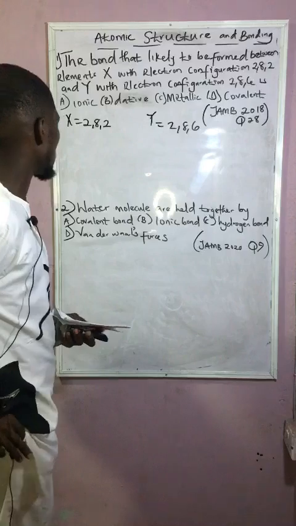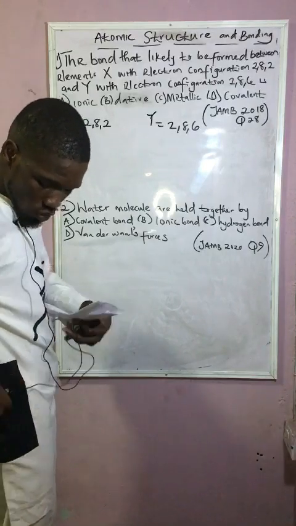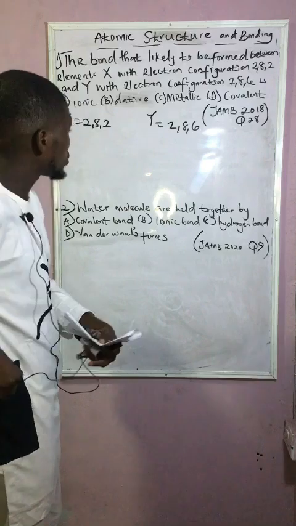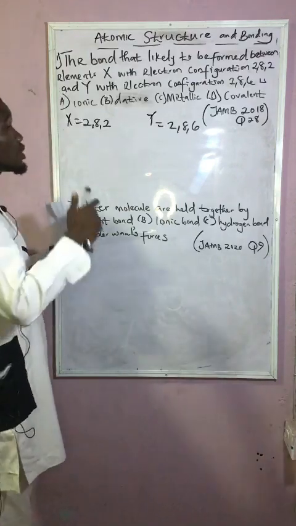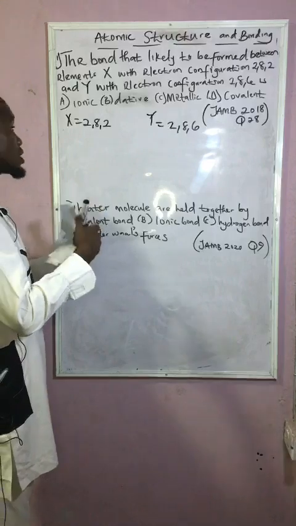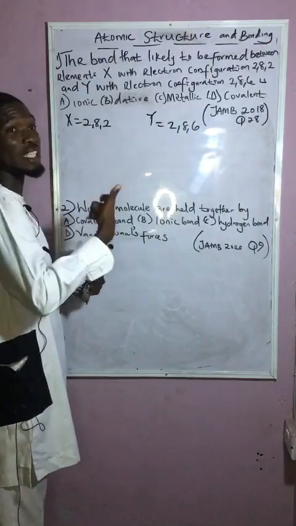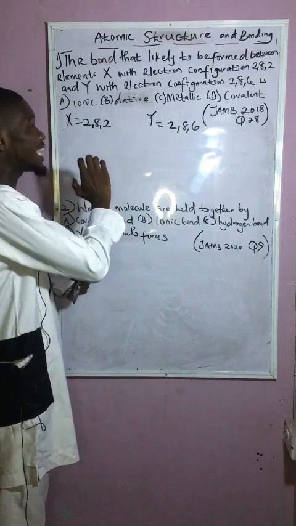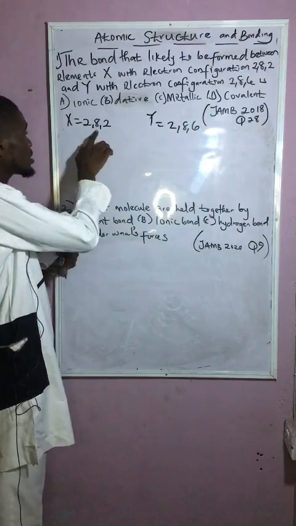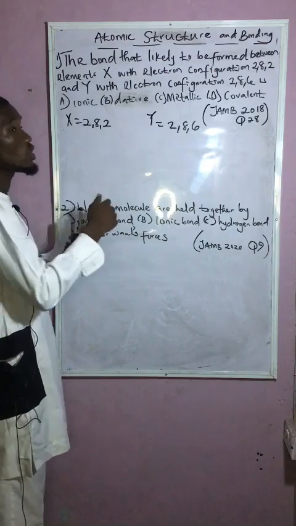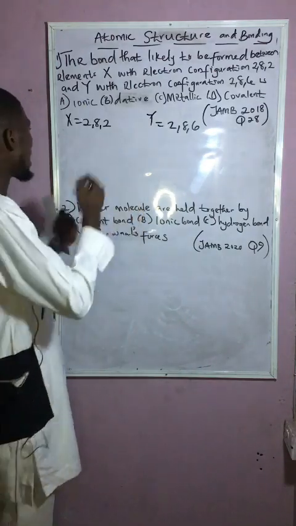The question is very simple. The only thing you can do is write out the electronic configuration or show the shells of each of the elements on the board. If you are given something like this, the first thing I will advise you as a JAMB candidate is to learn to identify the elements. So 2 plus 8 is 10, plus 2 is 12. When you look at the first 20 elements, the element with atomic number 12 is magnesium.